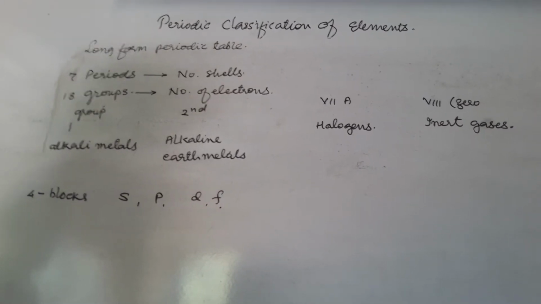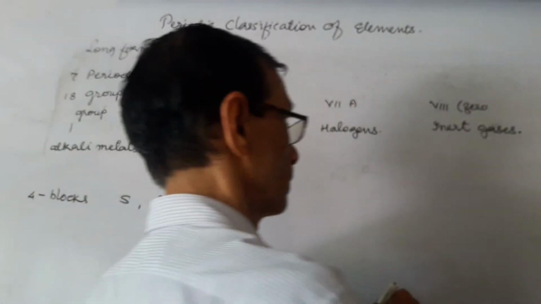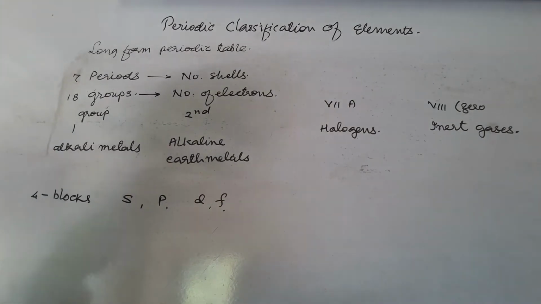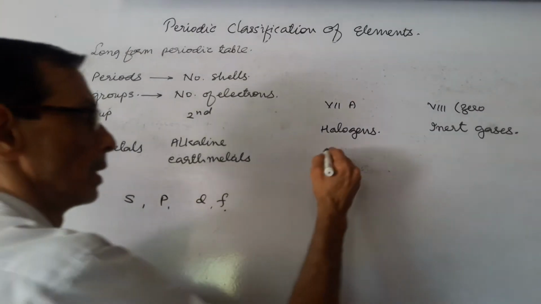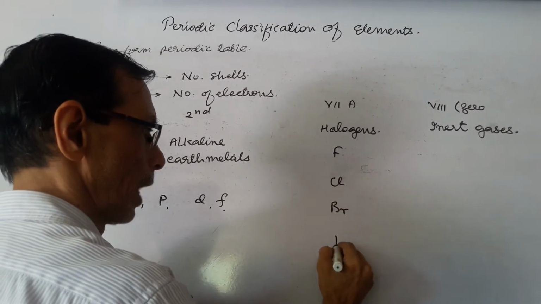Then you find group 17, also called group 7A. They are called halogens. And which are the halogens? Chlorine, bromine and iodine.